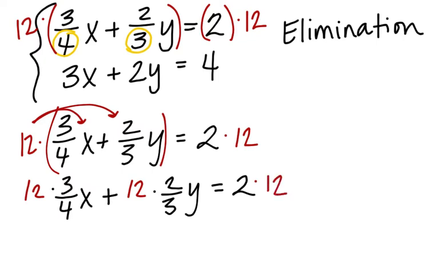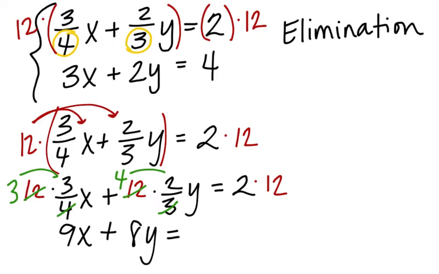Now I know 4 divides into 12 3 times, so 3 times 3 leaves me with 9x. And 3 divides into 12 4 times, 4 times 2 leaves me with 8y. On the right-hand side, 2 times 12 is 24. I know I showed a lot of work to explain that step, and that's wonderful if you would just do all that in your head and come up with the equation 9x plus 8y equals 24. I just wanted to make sure I was explaining it step by step.